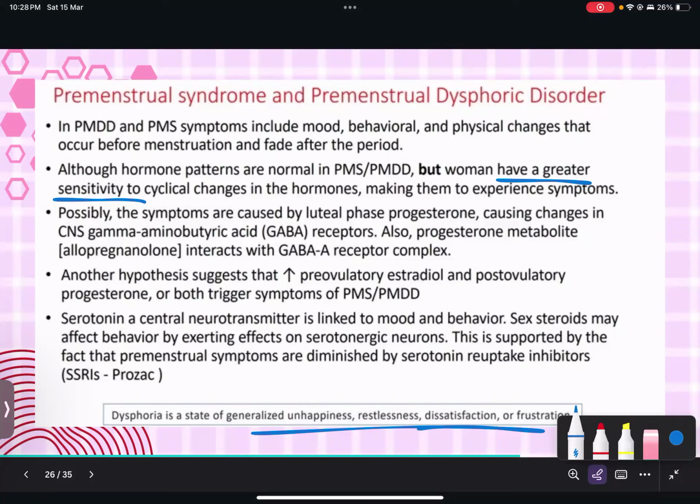And yeah, that's it. Dysphoria again is a state of generalized unhappiness, restlessness, dissatisfaction, or frustration. So it's severe PMS. It can be caused.